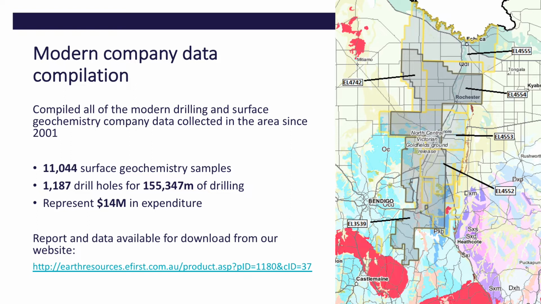So in total, the data sets contain over 11,000 surface geochemistry samples, almost 1,200 drill holes, and represent roughly $14 million in exploration expenditure. And if you'd like to download a copy of the data sets, we've provided a link in the tender document for you, and you can also access it from the Earth Resources website, which I'll discuss later.